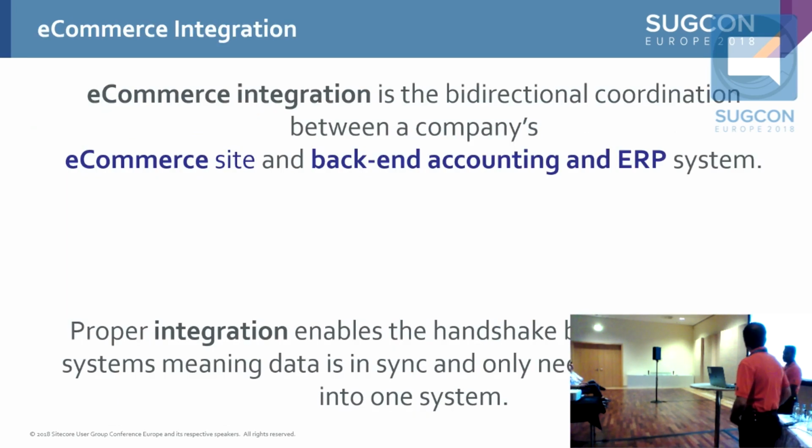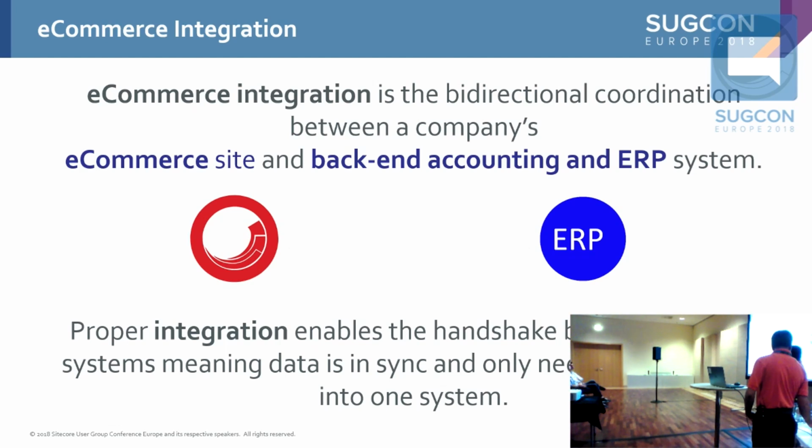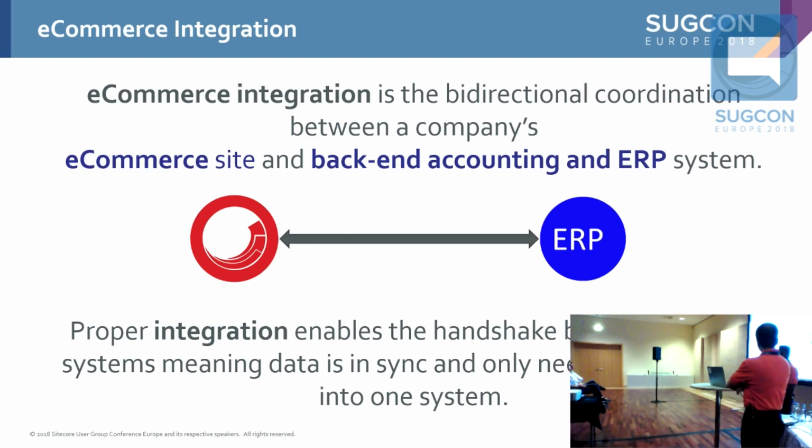E-commerce integration is a bi-directional coordination between a company's e-commerce site and a back-end accounting and ERP system. Proper integration enables the handshake between the two systems, meaning data is in sync and only needs to be entered into one system.